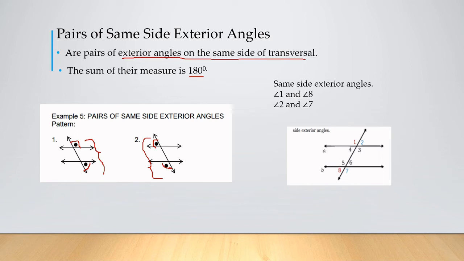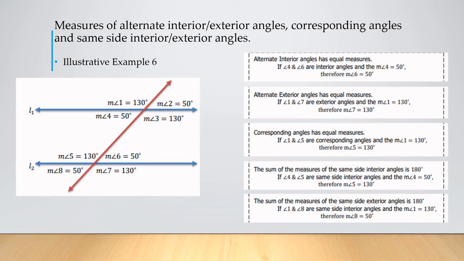Okay, now let us identify the same side exterior angles in the figure. We have angle 1 and angle 8. So they are exterior angles on the same side. We have also angle 2 and angle 7. These are also exterior angles on the same side. Okay? Now, let us measure the alternate interior and exterior angles, corresponding angles, and same side interior and exterior angles.